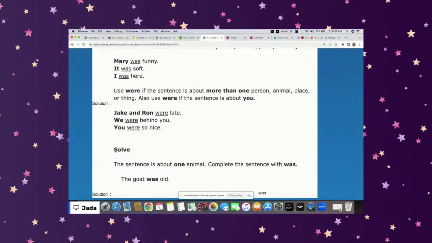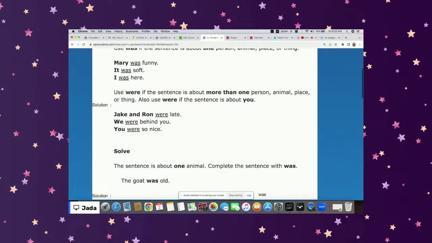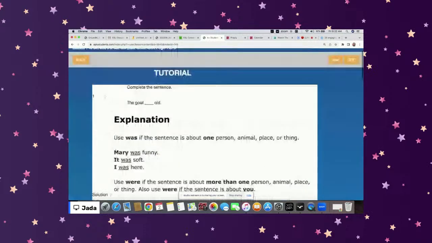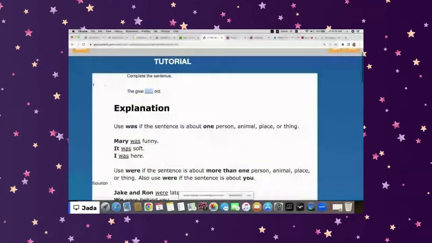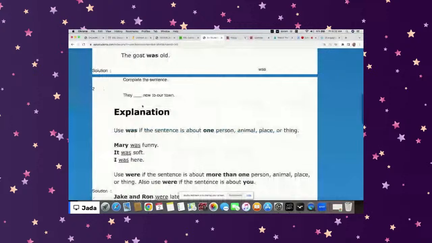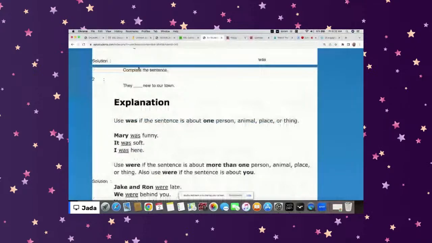Okay, so we will go through the examples and then we will see. So now the goat dash old. Now the goat is just one. So when it's just one, it is was. So the goat was old. Now we have complete the sentence. They dash new to our town.